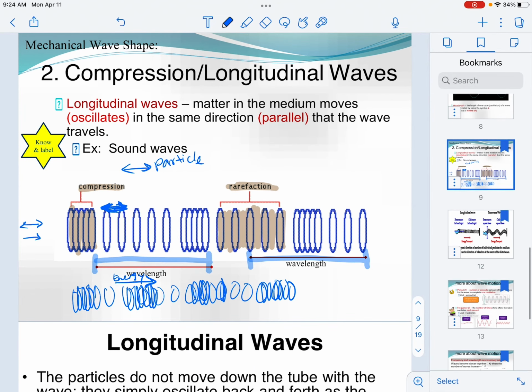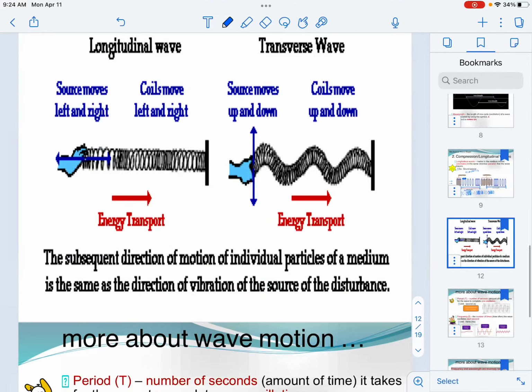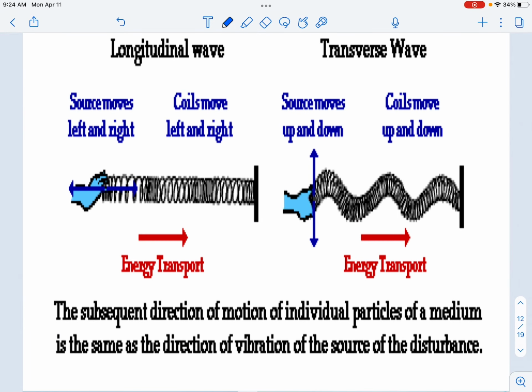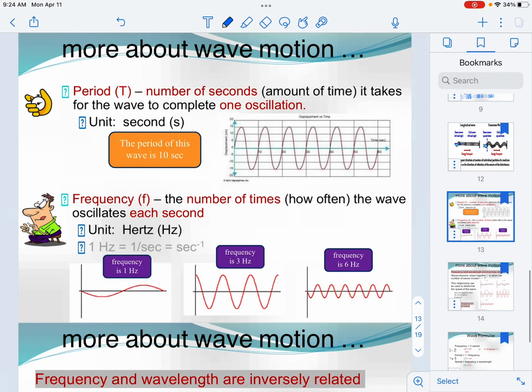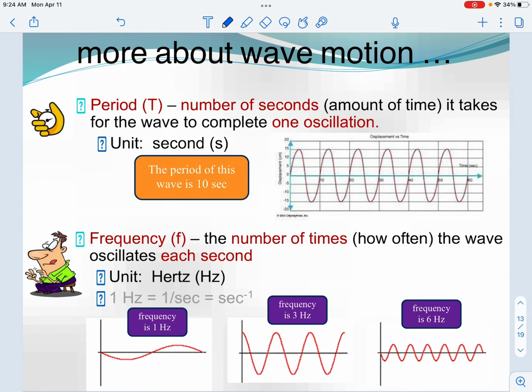All right, our longitudinal waves and our transverse waves are going to be illustrated in a variety of ways. So here is just a different example. We might see our longitudinal wave shown as just a whole bunch of dots to represent some of our molecules. So just be familiar with recognizing the wave shape and being able to identify those parts.